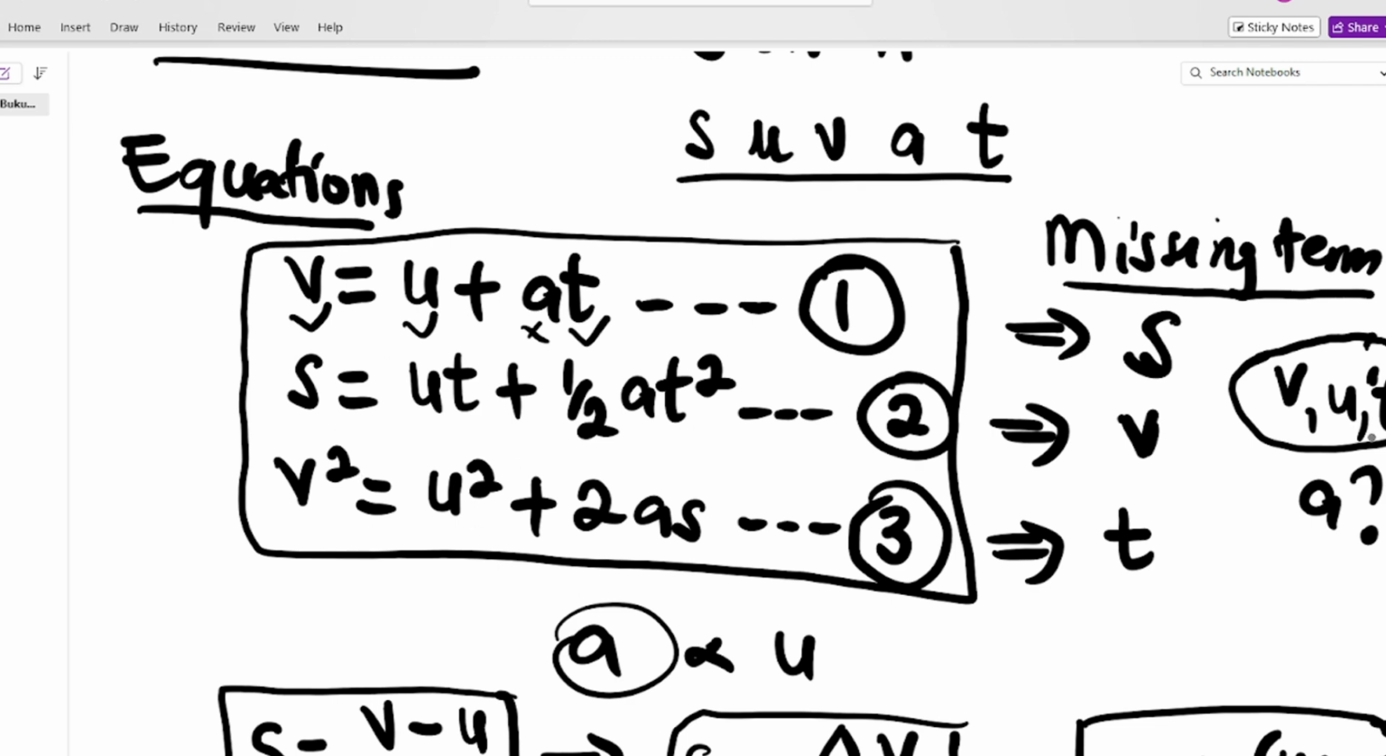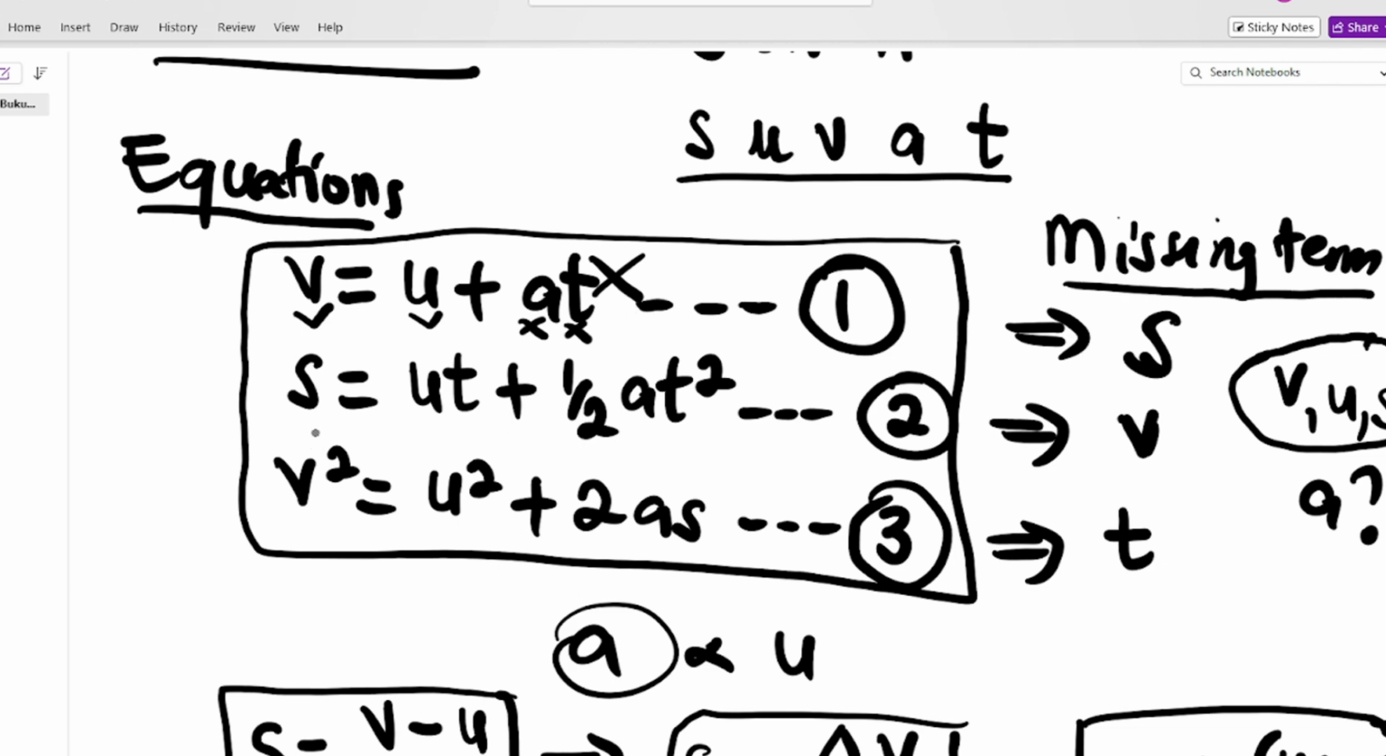Sometimes, let's say they give us V, U, and S, right? So they give us V, U, and S basically. Based on what they ask, first we need to choose which equation to use. So let's say they give us V, so I'll choose this one. V is given, U is given, and S is not given, right? So this one is not given, this one is not given. Two things are missing in this equation, so we cannot choose the first equation.